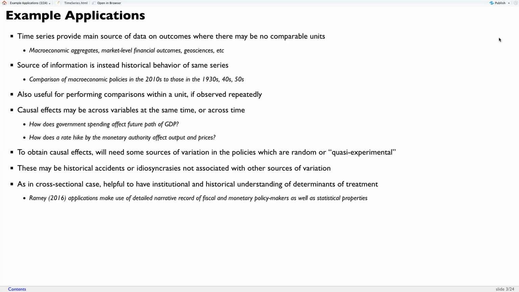And so that was what a lot of macroeconometrics involved for quite a long time, probably at least until the 80s. More recently, people have been thinking about where we can find these sources of idiosyncratic variation, and this is usually based on institutional and historical understanding of the determinants of treatment. So the handbook chapter by Ramey that I posted on the syllabus as the suggested reading describes a lot of applications, in particular to this government spending and monetary policy questions, where they often make use of detailed narrative records of fiscal and monetary policymakers, as well as statistical properties, in order to isolate components of random variation.